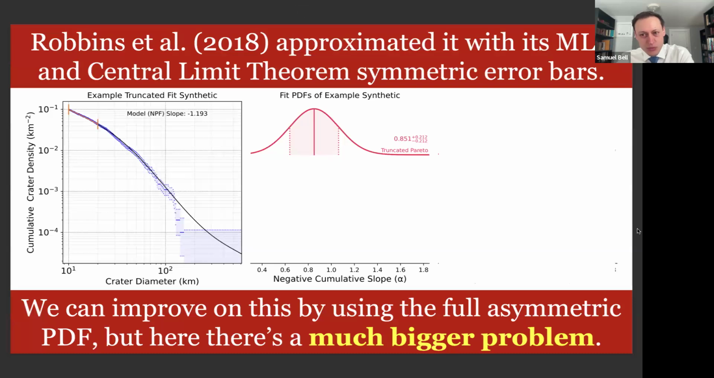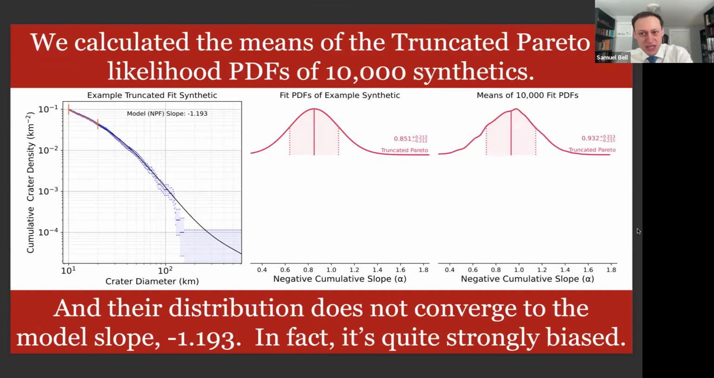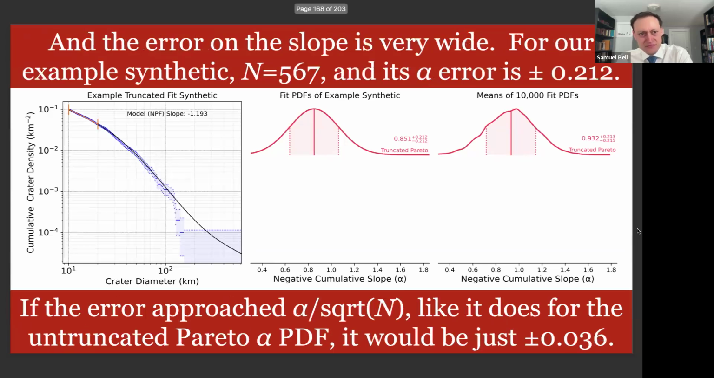Robinson et al. 2018 approximated it with its MLE and central limit theorem symmetric error bars. We can improve this by using the full asymmetric PDF. But here there's a much bigger problem. We calculated the means of the truncated Pareto alpha likelihood PDFs of 10,000 synthetics, and their distribution does not converge to the model slope, which is -1.193. In fact, it's quite strongly biased. And the error on the slope is very wide.